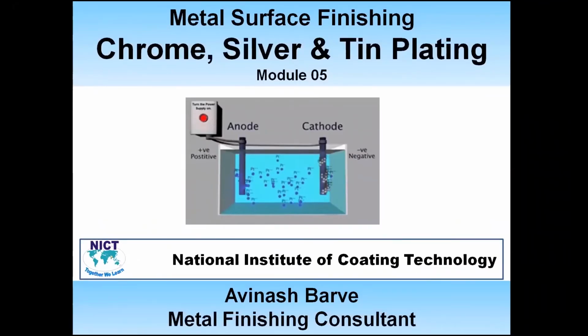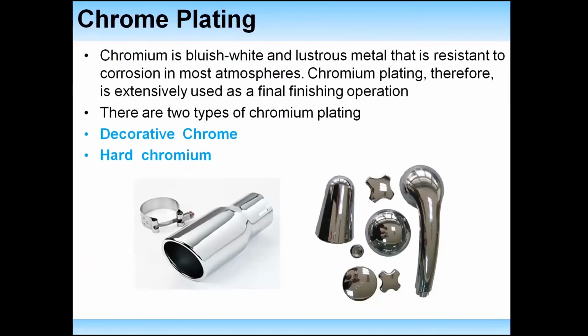Now we are moving to the next presentation, which is chrome, silver and tin plating. Now, as we have seen in the earlier slide, either we use nickel or we use copper as a strike coat. The coat which is the first layer, first coat, usually we call it a strike coat or a base coat. Like in paints, we call it a primer and top coat. It's something like that.